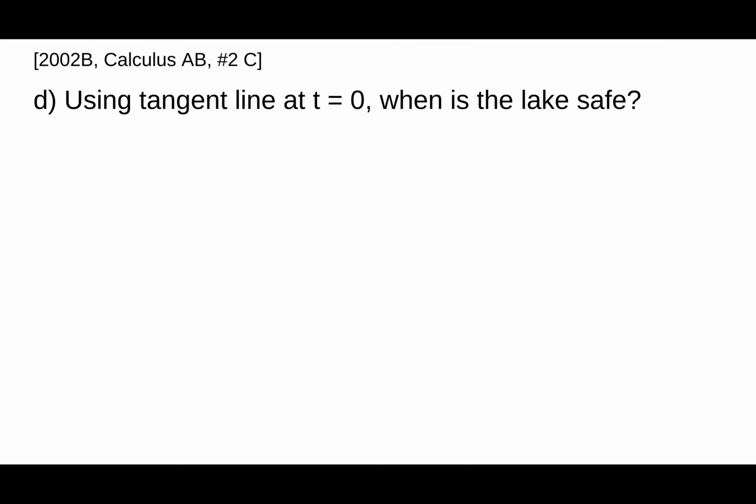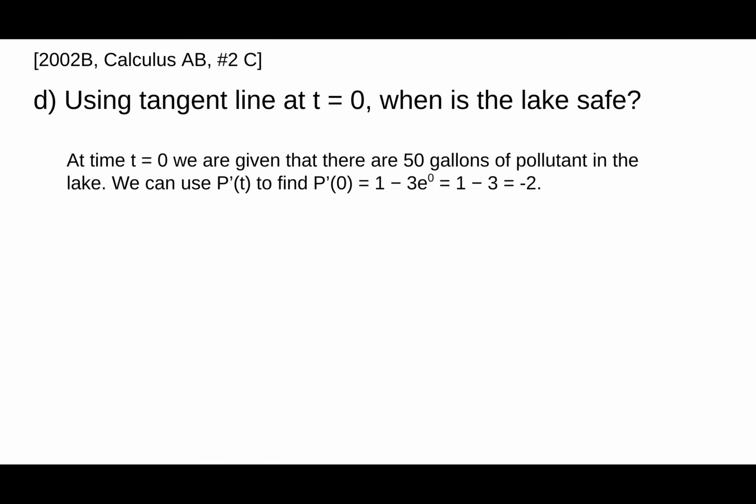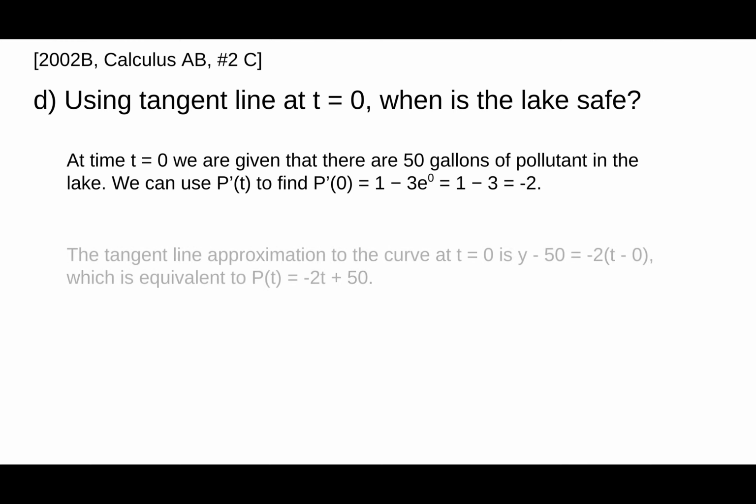All right, using the tangent line at t equals 0, when is the lake safe? Well, at time t equals 0, we're given in the question stem that there's 50 gallons of pollutant. We can use the formula for p prime of t to calculate the derivative at t equals 0. That turns out to be negative 2. So our tangent line approximation at t equals 0 would be y minus 50 equals negative 2 times t minus 0, which is equivalent to p of t equals negative 2t plus 50.